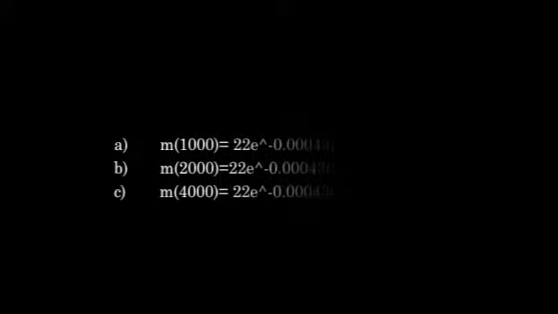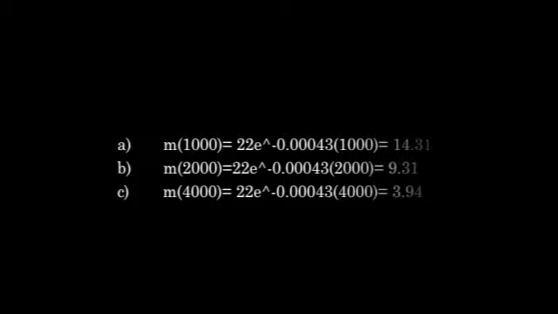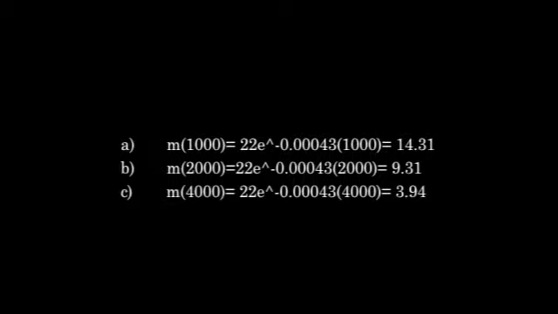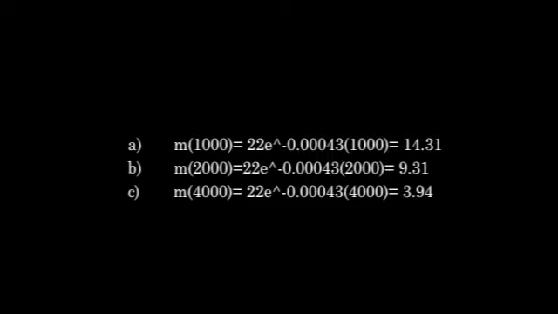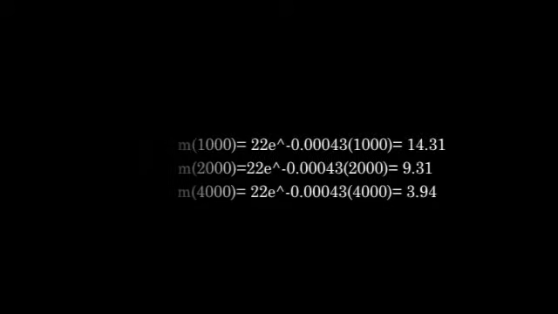The result of the mass in 1,000 years is 14.31. The result of the mass in 2,000 years is 9.31 grams. The result of the mass in 4,000 years is 3.94 grams of the initial mass.